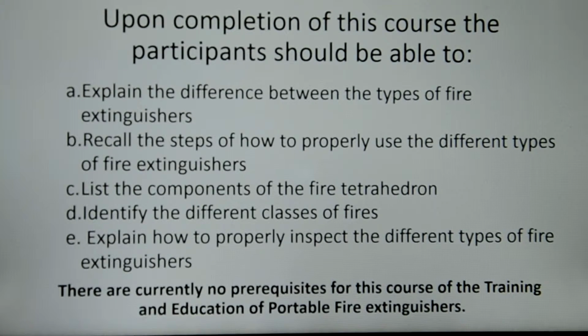Upon completion of this course, the participant should be able to: A. Explain the difference between the types of fire extinguishers. B. Recall the steps of how to properly use the different types of fire extinguishers. C. List the components of the fire tetrahedron. D. Identify the different classes of fires. And E. Explain how to properly inspect the different types of fire extinguishers. There are also currently no prerequisites for this course of the training and education of portable fire extinguishers.